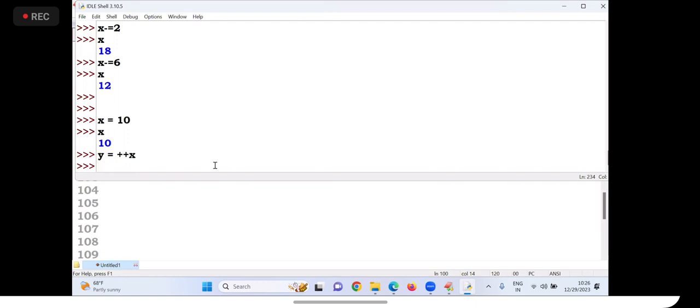What is the value of y? 11? Plus means 10 plus 1, 11. Multi plus means 11 plus 1, 12. The value of y is 10 only. What is the value of y? 10. Here you go, there are such intelligent people. Did anyone say 12? I have seen so many students, thousands of people.